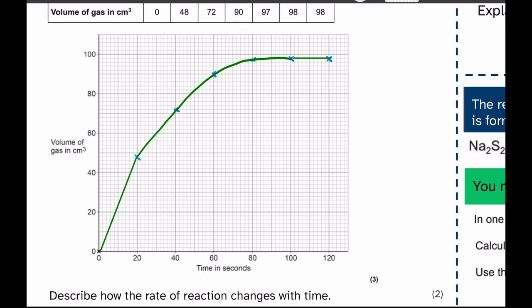So with a higher concentration, there'll be more collisions per second, therefore we're going to have a faster rate of reaction. The key thing is, though, we're still going to get the same volume of gas produced because we're going to run out, as we have the same reactants to start with.